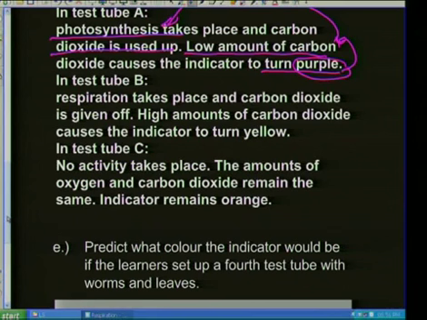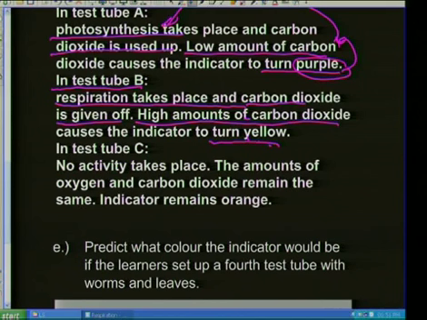Now let's look at test tube B. What is the result? The result, it turns yellow. What does yellow tell us? That there's a high amount of carbon dioxide. Why is there a high amount of carbon dioxide? Because respiration is taking place more and carbon dioxide is given off during respiration, therefore it's a high amount.